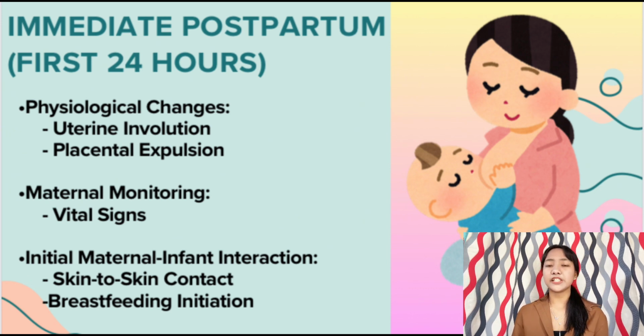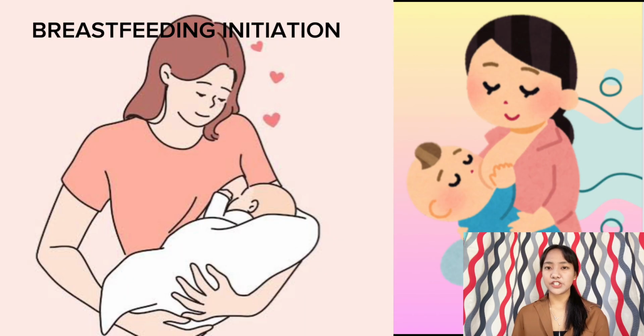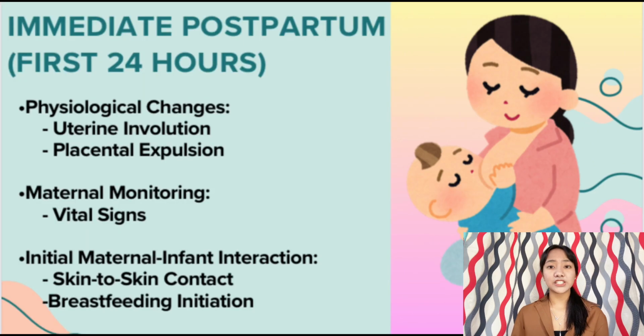Breastfeeding triggers the release of oxytocin, which further aids in uterine contractions. Breastfeeding initiation: effects on uterine contractions and early maternal-infant bonding. Nursing focus: nurses must monitor for signs of postpartum hemorrhage, ensure uterine contraction, assess vital signs, and provide immediate support and education to the mother.